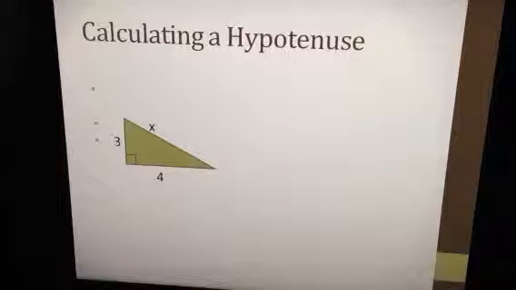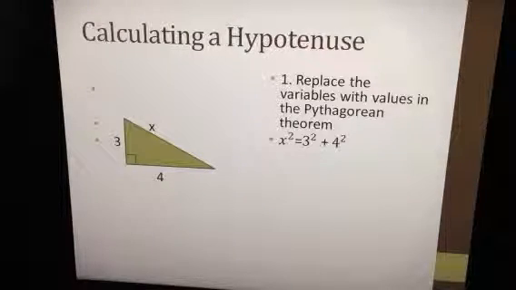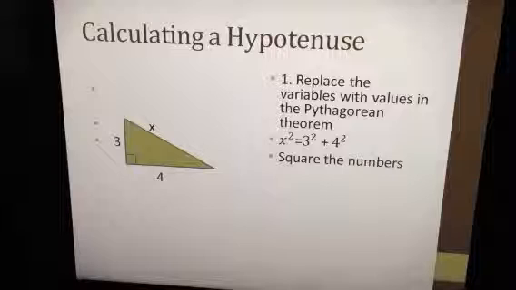In this case, we'll be calculating a hypotenuse, which has one different step. First, you replace the variables with the values in the Pythagorean theorem. So in this case, x squared is equal to 3 squared plus 4 squared. Next, you square the numbers. x squared equals 9 plus 16.